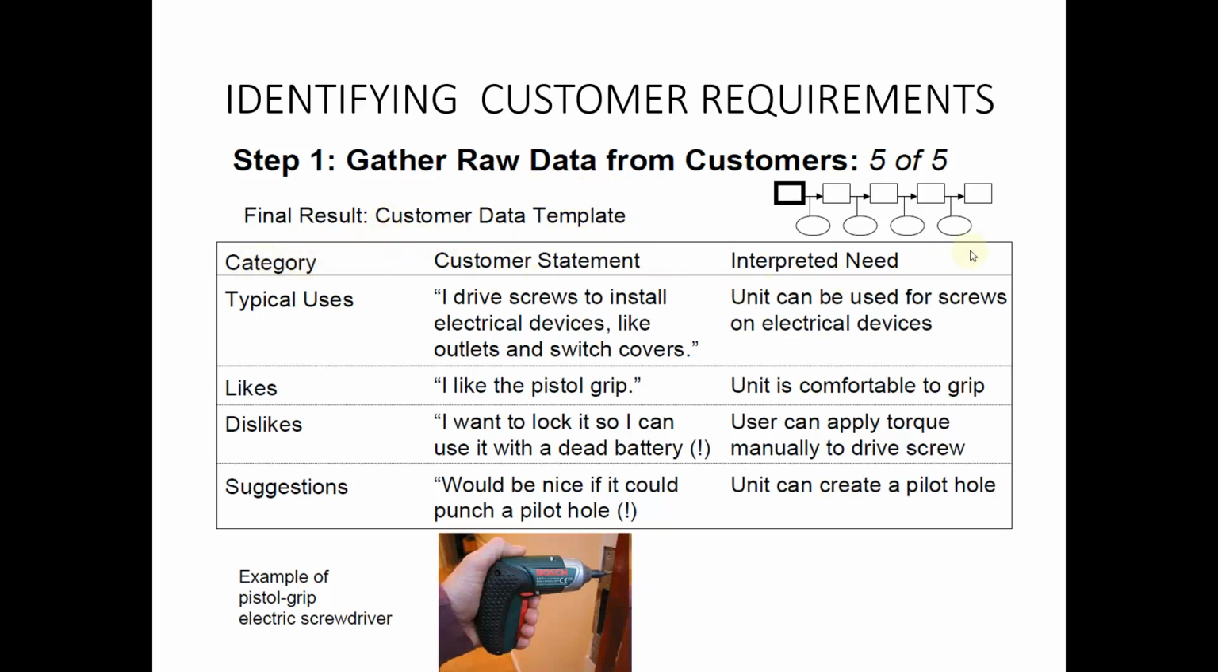So this is a template, or actually a format of a data template, with examples shown. Category is mentioned, such as the typical use for the product as mentioned by the customer. This is the customer statement, what the customer actually told. And interpretation needed means what can be inferred from the statement, what you understand from this statement that the customer has told. So for typical uses the customer has mentioned, the example given here is about a screwdriver.